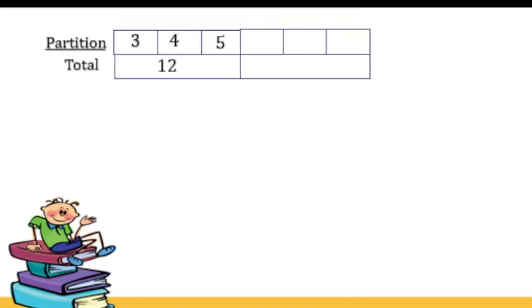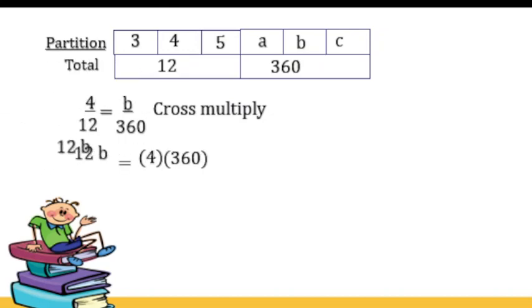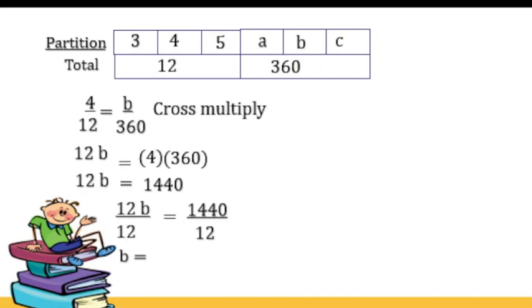Copy the ratio in the proportion. So then you have 4 over 12 as the first ratio, and the second ratio is B over 360, and then cross multiply. 12B is equal to 4 times 360, and 360 times 4 is equal to 1,440. And then divide 1440 by 12. So B is equal to 120 degrees.